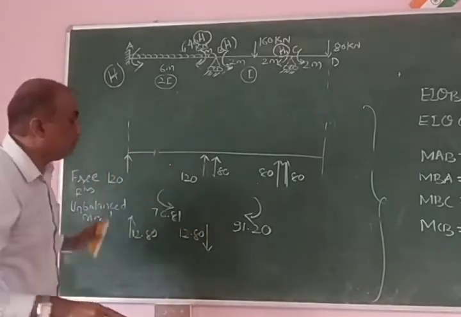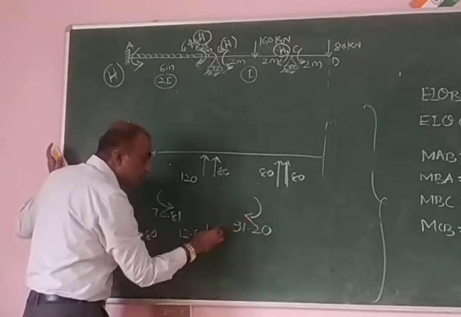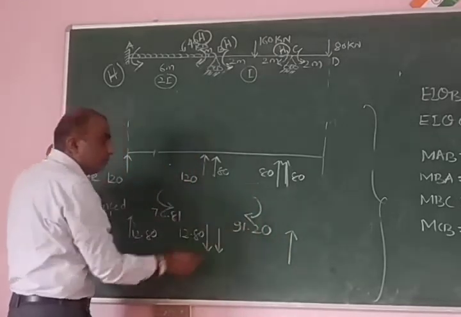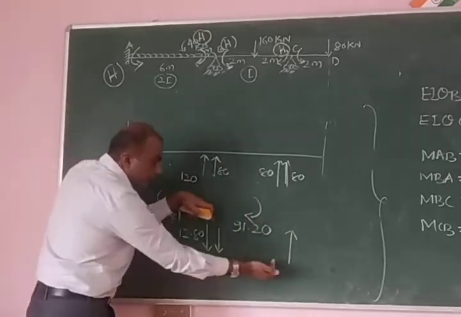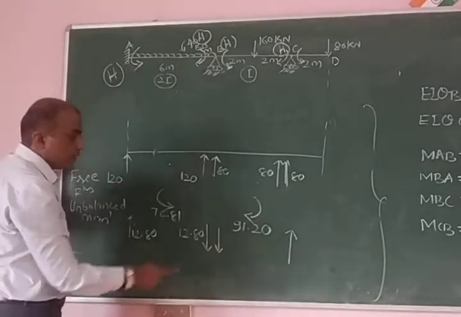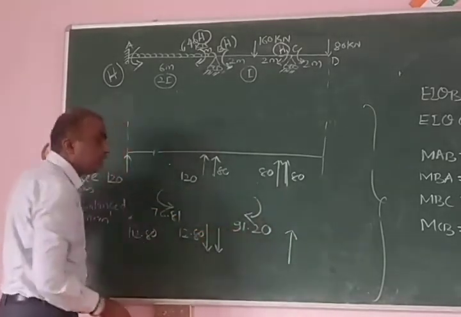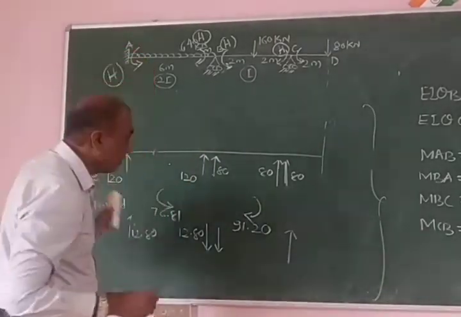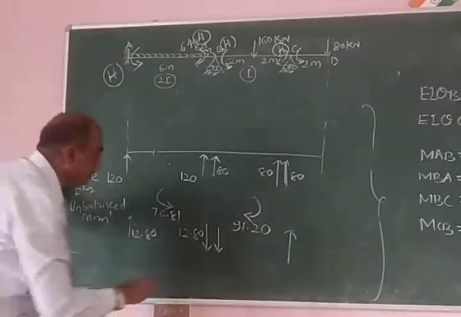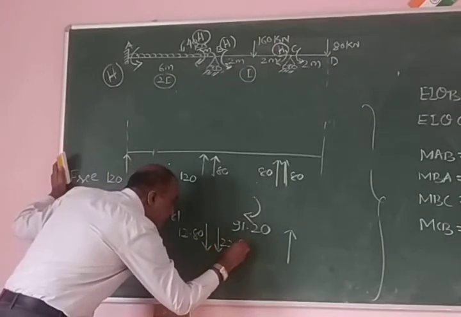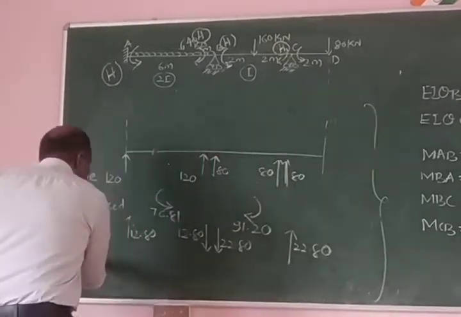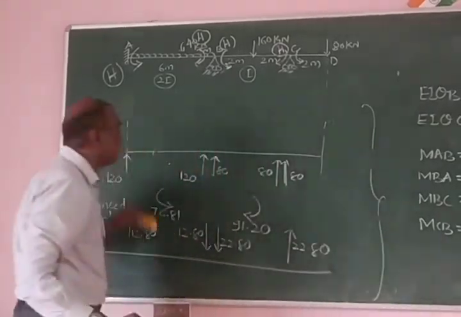kilonewton. Now the moment here is clockwise, so you need to give an anti-clockwise couple to balance this. Each reaction will be equal to 91.2 divided by 4. 91.2 divided by 4, it becomes 22.8. Now sum them and get the final reactions.